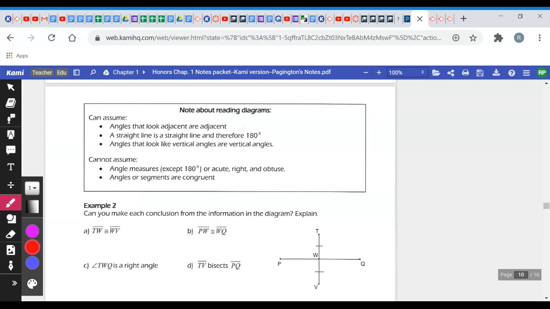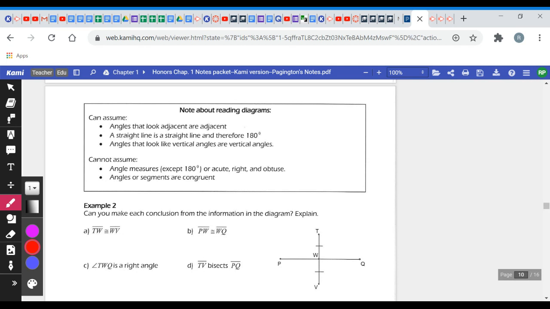Okay, if we go ahead and see what's going on here, it says note about reading diagrams. Things you can assume is that angles that look adjacent are adjacent, or right next to each other. A straight line is a straight line and therefore 180 degrees. And angles that look like vertical angles are vertical angles. Again, if you can see, it's two intersecting lines. You cannot assume that angle measures, except for 180, are acute, right, or obtuse. So just because an angle looks acute and looks less than 90, we can't assume that unless you know the measurement value, or they give you some hint of that, or right or obtuse.